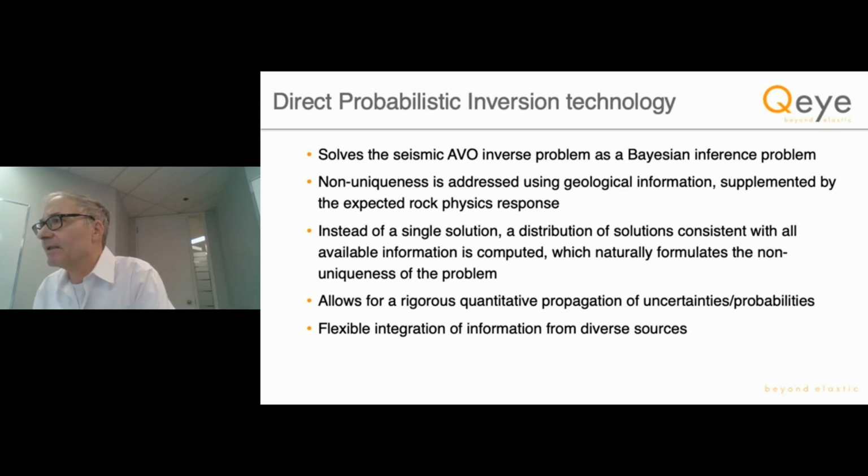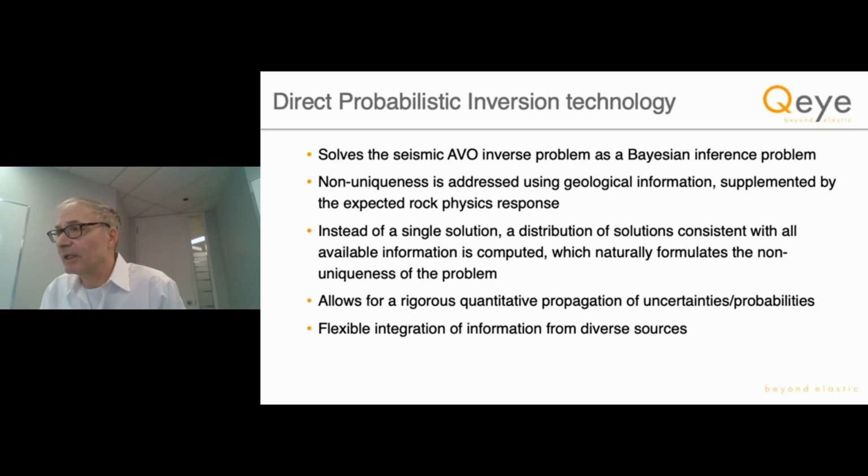And the way it works, the technology solves the AVO inverse problem. It's a Bayesian inference, and I'll show that later. The non-uniqueness in deterministic inversion is addressed using geological information. So we need to actually supplement the inversion with this additional information from the rock physics response.